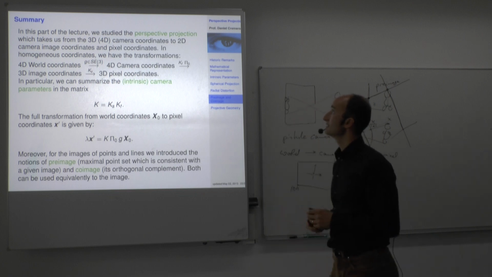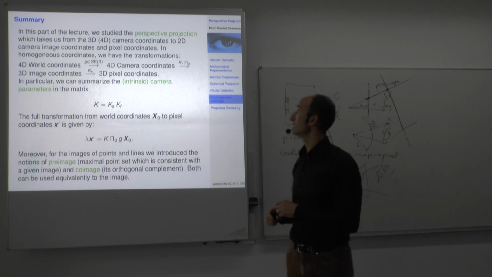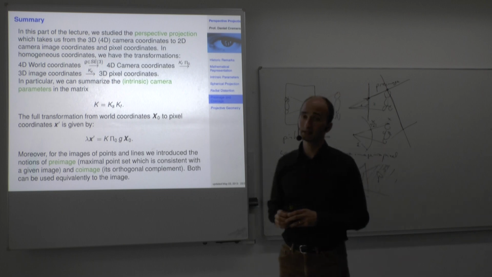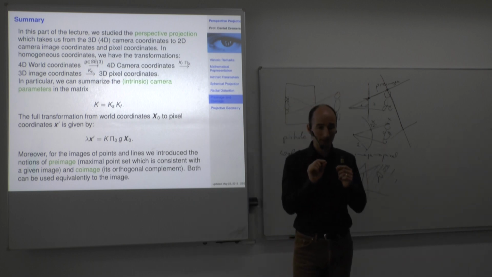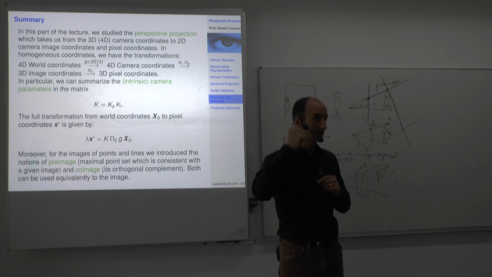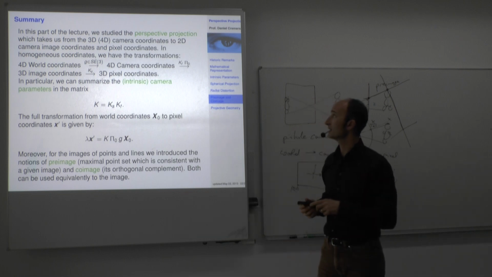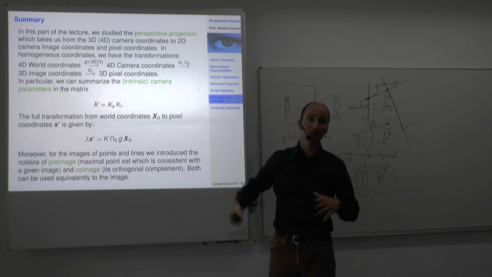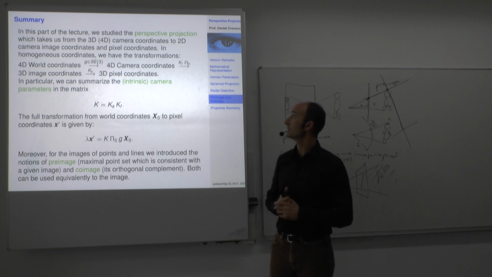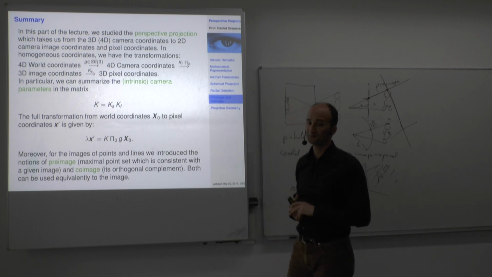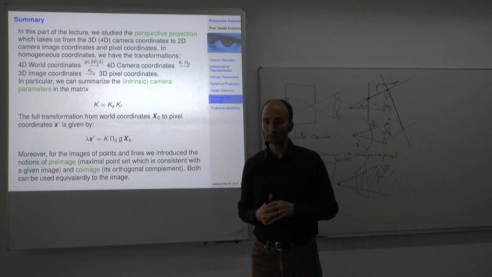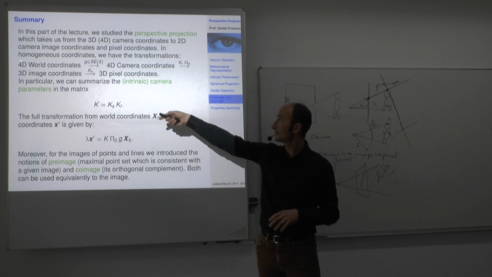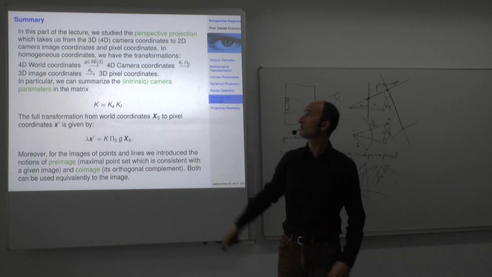To summarize this class, there's a few minutes left. We studied perspective projection, and that models the transformation from 3D points to 2D points on the image plane. And in homogeneous coordinates, we have a transformation from a 4D vector to a 3D vector. And we saw there are different coordinate systems here. I've written it again. You have the 4D world coordinates.